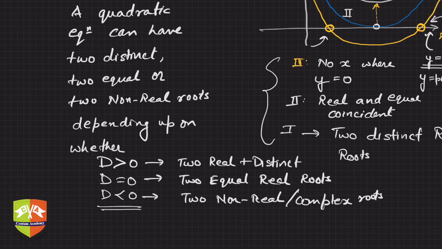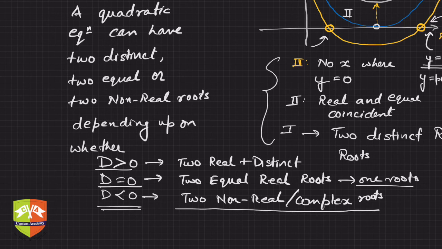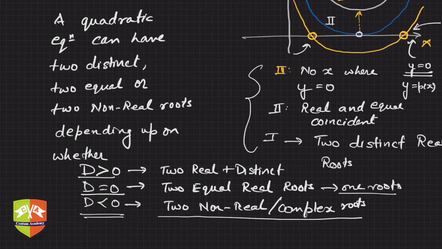So in every case, you will get two roots, but depending upon the case: if D is greater than 0, you'll get two real and distinct roots. If D is equal to 0, you'll get two real and equal roots. You can say this is only one root also, but in technical terms, we say there are two real roots, both coincident. And D less than 0 gives two non-real complex roots. This is all about the nature of roots, right? In the subsequent sessions, we will take up questions related to that.